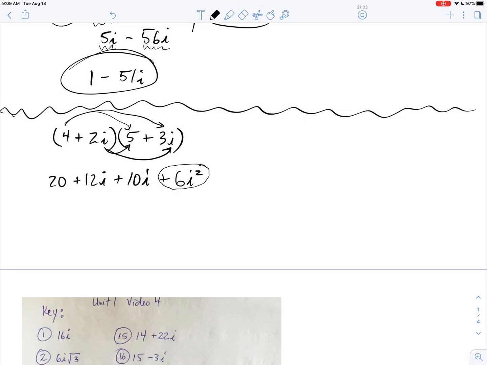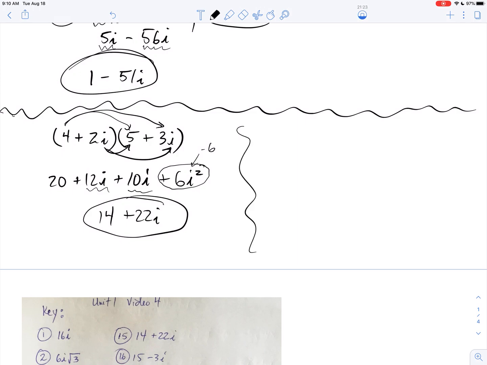Look at that guy. Positive 6i squared is the same thing as 6 times negative 1. So this guy is just negative 6. So I go 20, take away 6, because those are combinable. That's 14. 12i and 10i, that is 22i. And you have multiplied two complex numbers together. Hallelujah. Let's try this one over here.